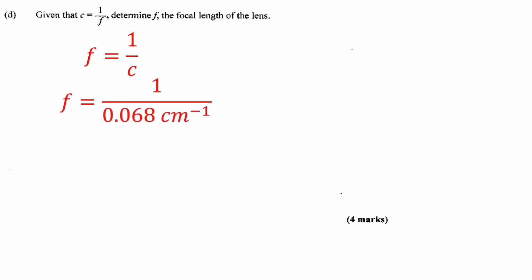Therefore, to calculate the focal length f, we're to use this formula that is given, and we first need to rearrange it to make f equals 1 over c. So when we substitute 1 divided by 0.068 centimeters to the negative 1 power, will give us that the focal length is approximately 14.7 centimeters. Here, the 4 marks are given for rearranging the formula, for substituting into the formula, to calculate the correct answer and to have the correct units with the answer. Here the unit for the focal length is centimeters because that's a reciprocal of the reciprocal.